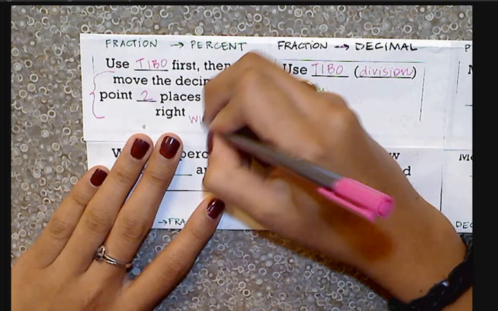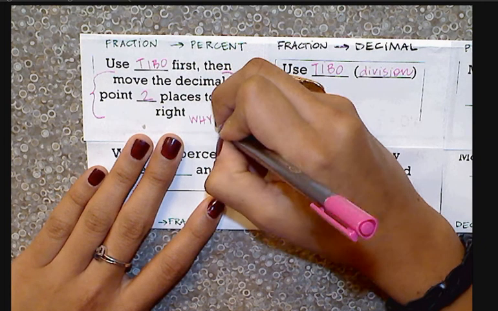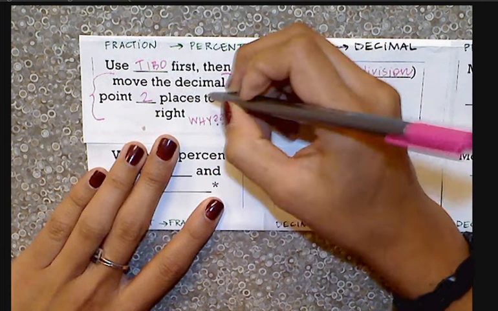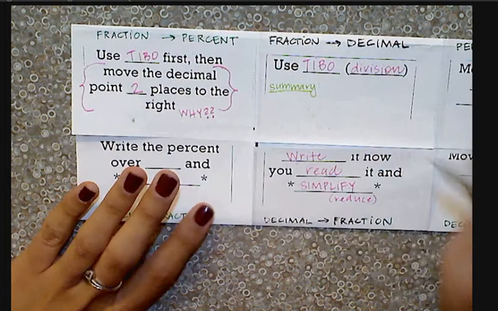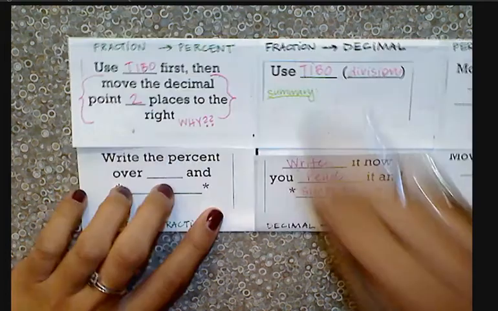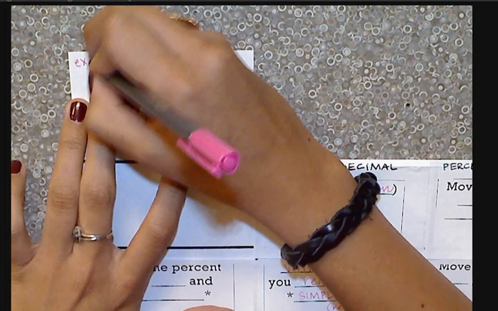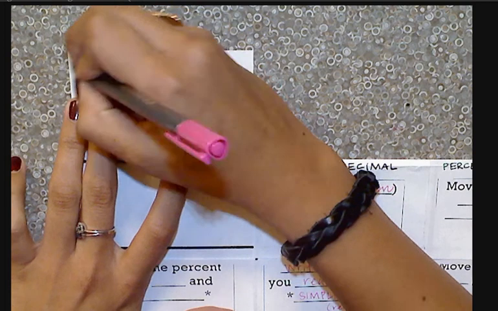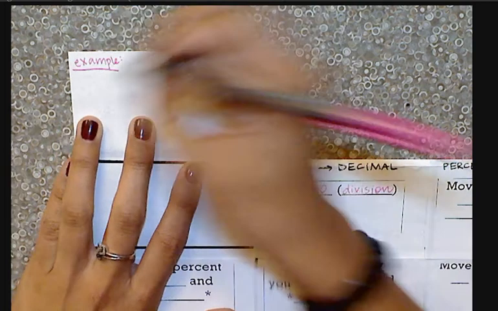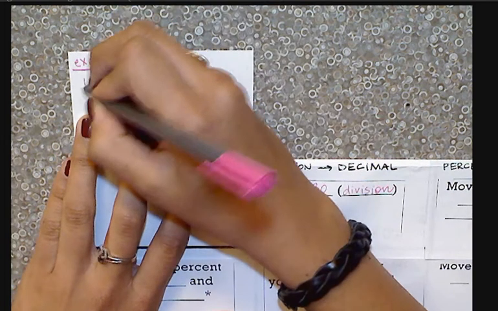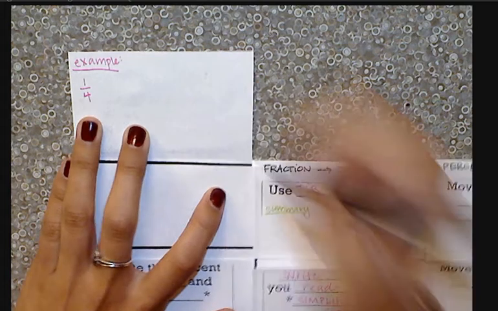Tomorrow when you come to class, you need to be able to tell us why. Why is it that we can move the decimal 2 places to the right? Okay, so open up your handy dandy flap and we're going to do an example. So let's turn 1/4 into a percent, okay?